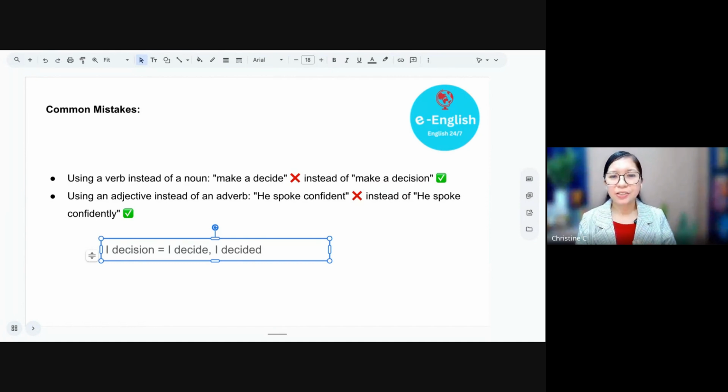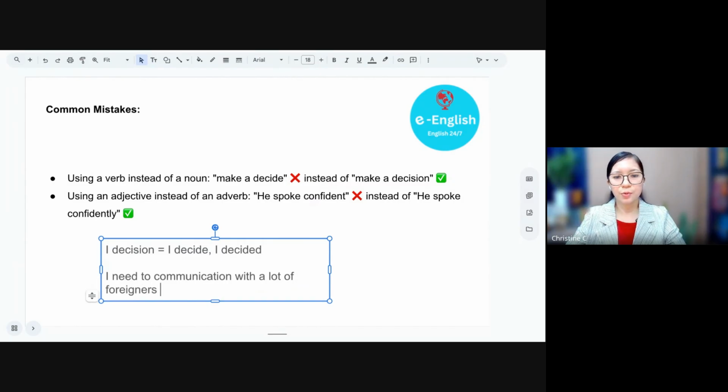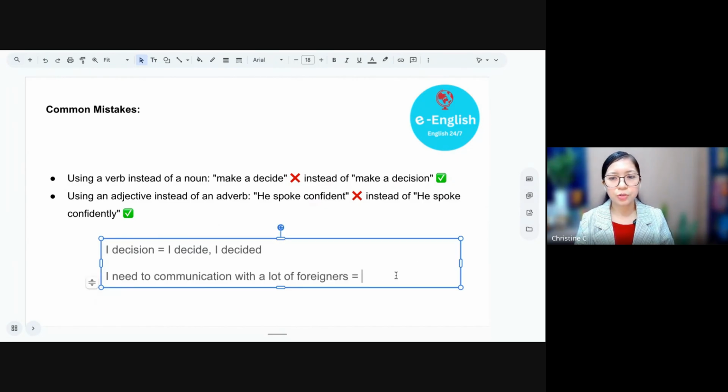Okay. Here's another example of a common error that I hear with word forms. I hear something like, "Teacher, I need to take English lessons because I need to communication with a lot of foreigners." So we can see an issue here. Can anybody tell me how to correct this? What is the error? What is the word form error? And what should we replace it with? "I need to communication with a lot of foreigners."